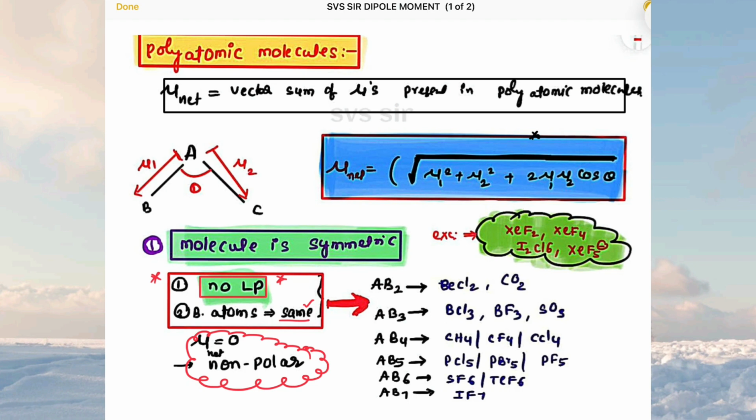BeCl2, carbon dioxide, AB3 BCl3, BF3, AB4 methane, AB5 PCl5, AB6 SF6, AB7 IF7, all are symmetrical molecules, dipole moment equals 0. What do you mean by symmetric? No lone pair, bonded atoms are the same. So non-polar molecule, dipole moment equals 0. Very, very important.